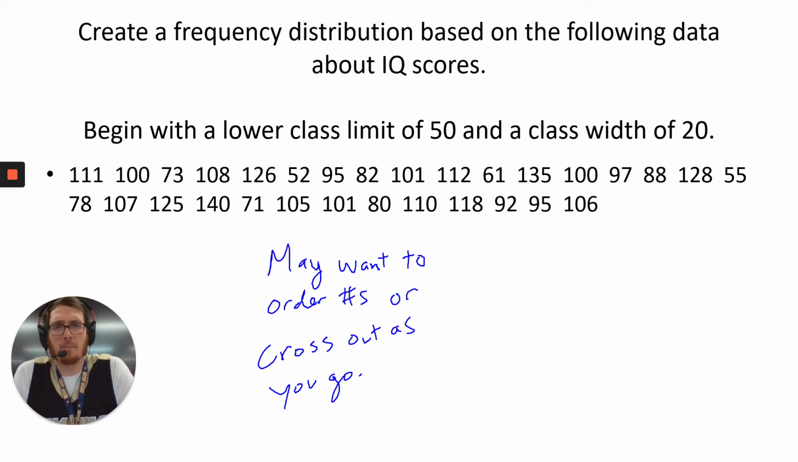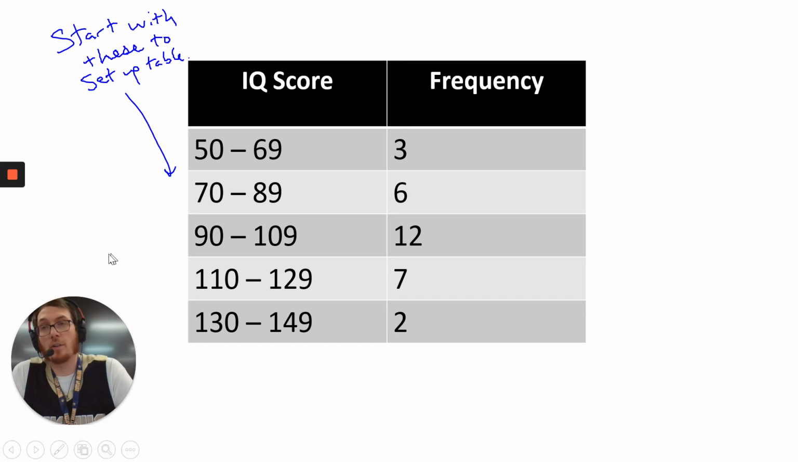So let's get this set up right. If the class width is 20 and I start at 50 for my lower class limit, what you'll notice here is it's 50 and then 70, 90, 110, and 130. Notice each of my lower class limits go up by 20. And that's always one less for this spot. So it's one less than 70, so 69 here. And then one less than 90 is 89, 109, 129, 149. Once you get into a rhythm, you get those set up very quickly.